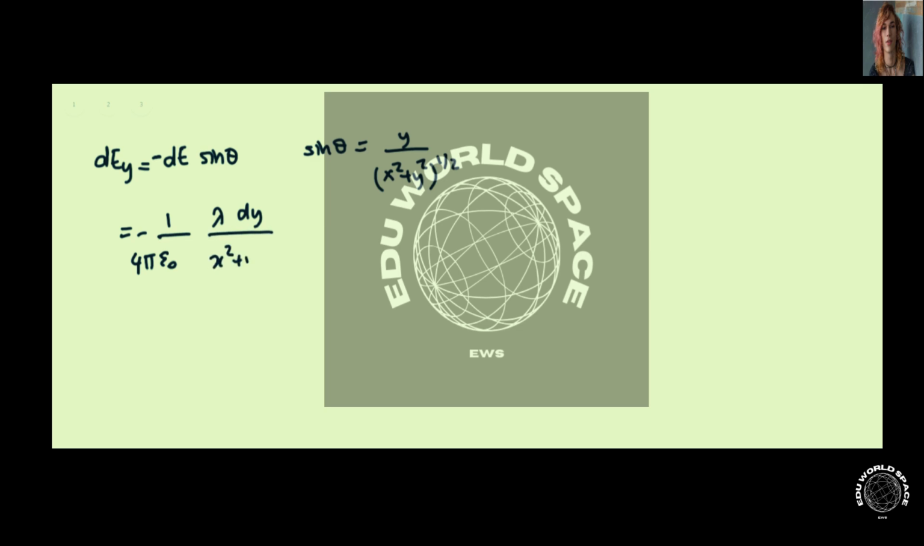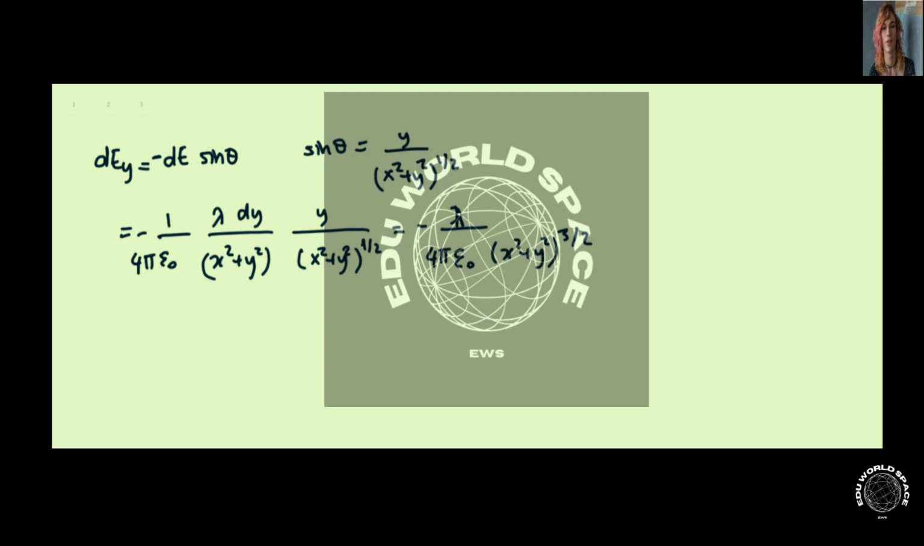Over x squared plus y squared. This was our dE with the negative. Now we're going to add the sine, y over the square root of x squared plus y squared. Now negative lambda over 4 pi epsilon naught, x squared plus y squared to the power of what? 1 plus 1/2. It's going to be 3 over 2.